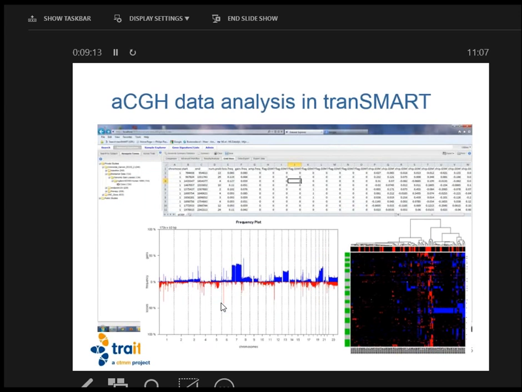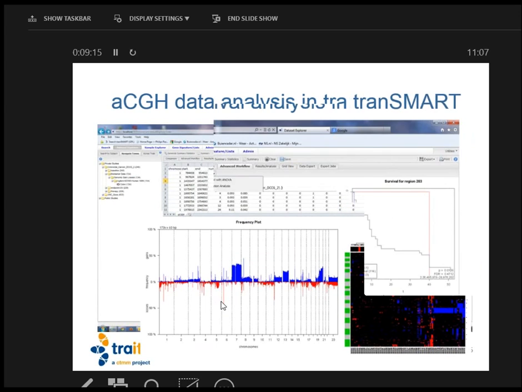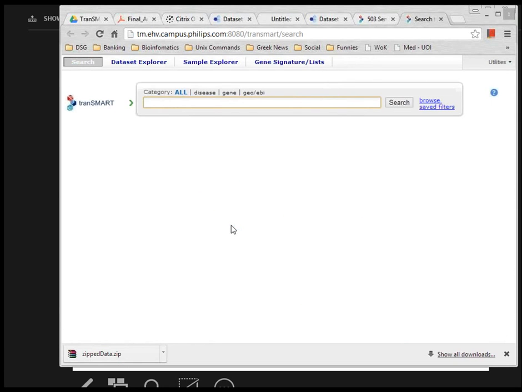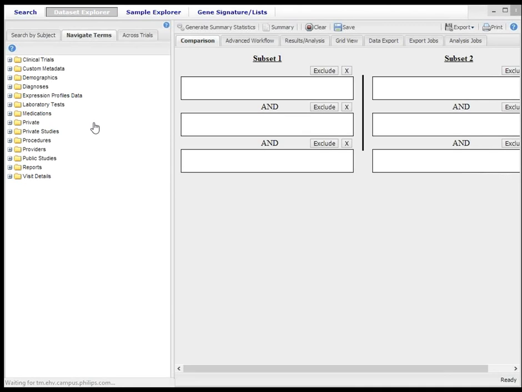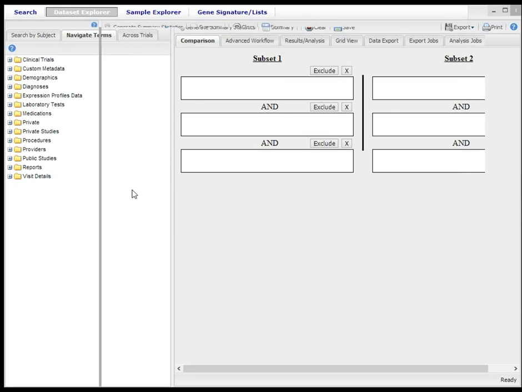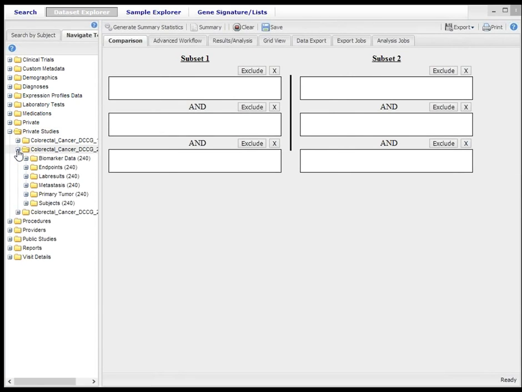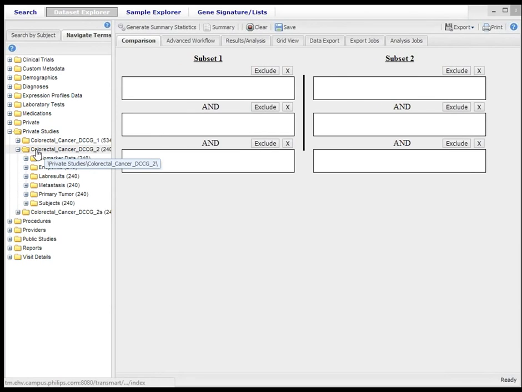Okay, we will see that in the demo, because I want to switch to the demo now. Okay, this is the view of tranSMART. So we have here a number of studies. I will focus on this colorectal cancer study. Let's just select the whole study for the time being.